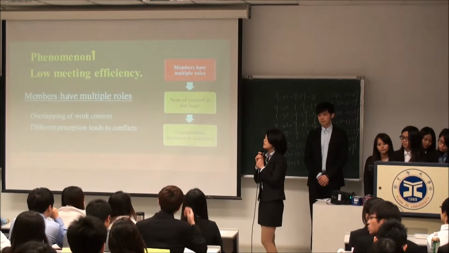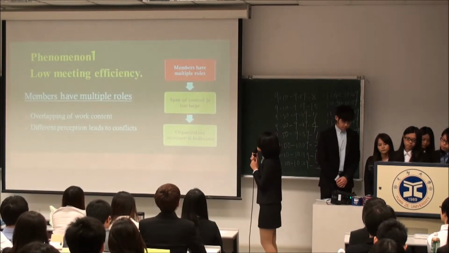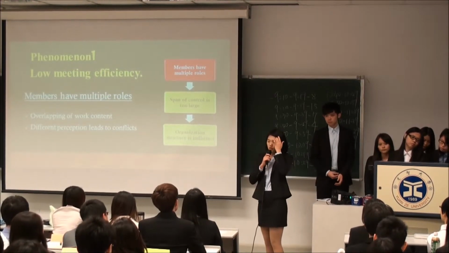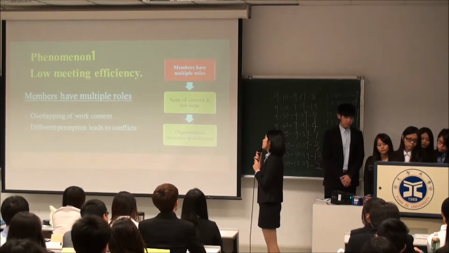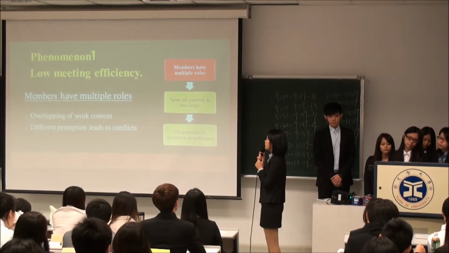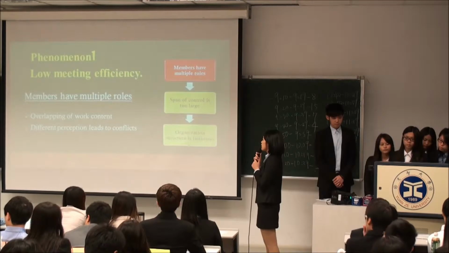The first is phenomenon 1. The first level of phenomenon 1 is that members have multiple roles, and we found this problem results in overlapping of working content. Also, they have different perceptions between the staff and the boss, and this may lead to conflicts.